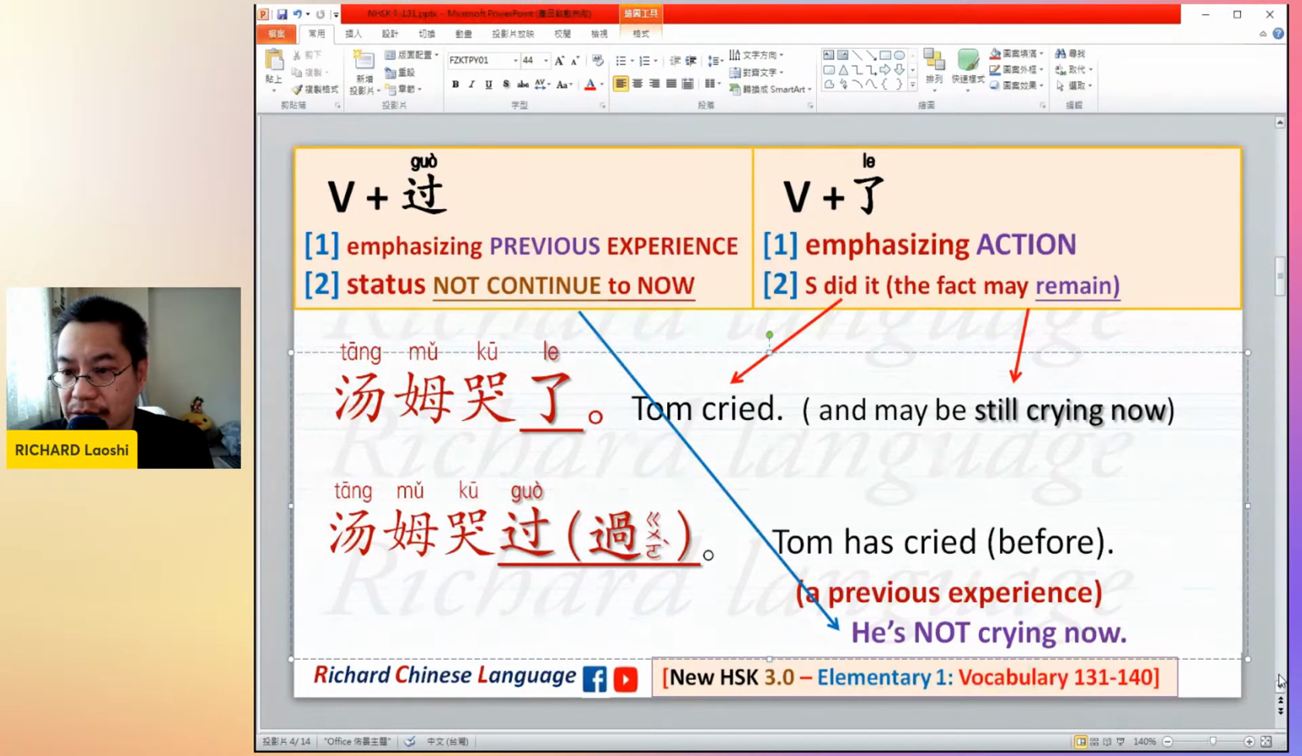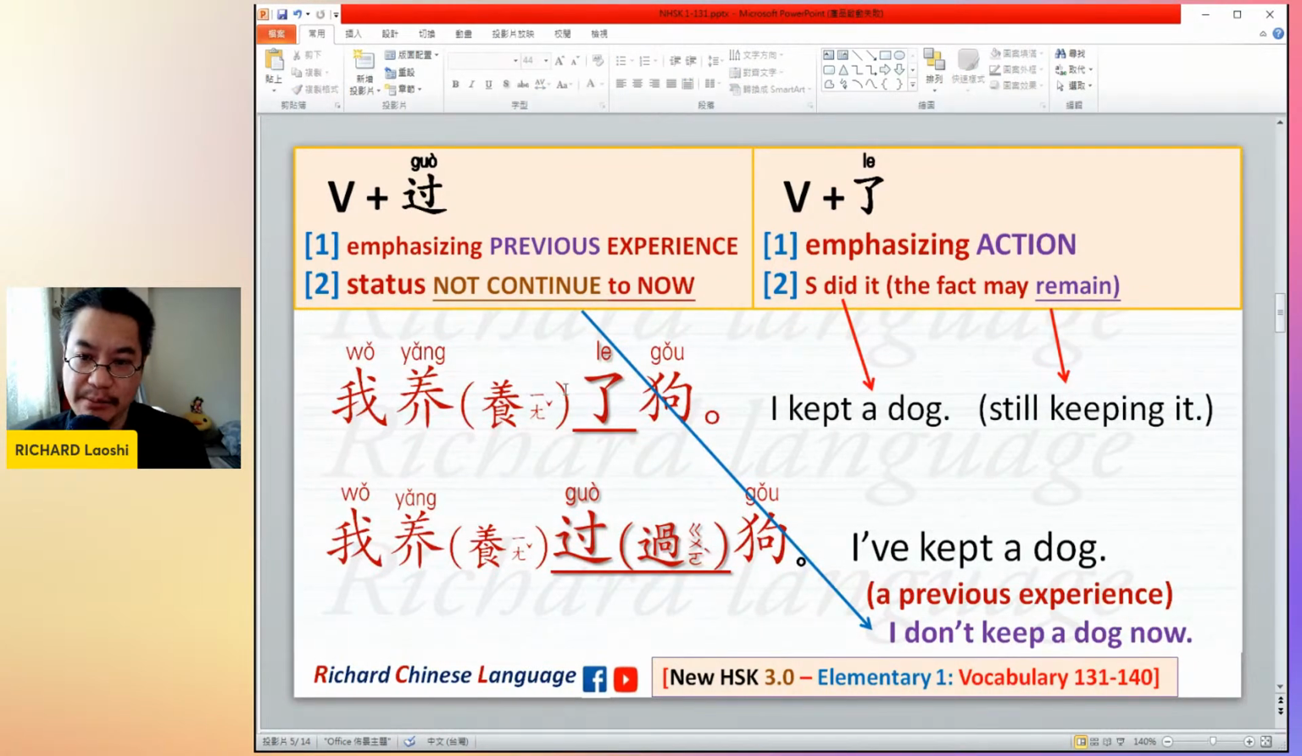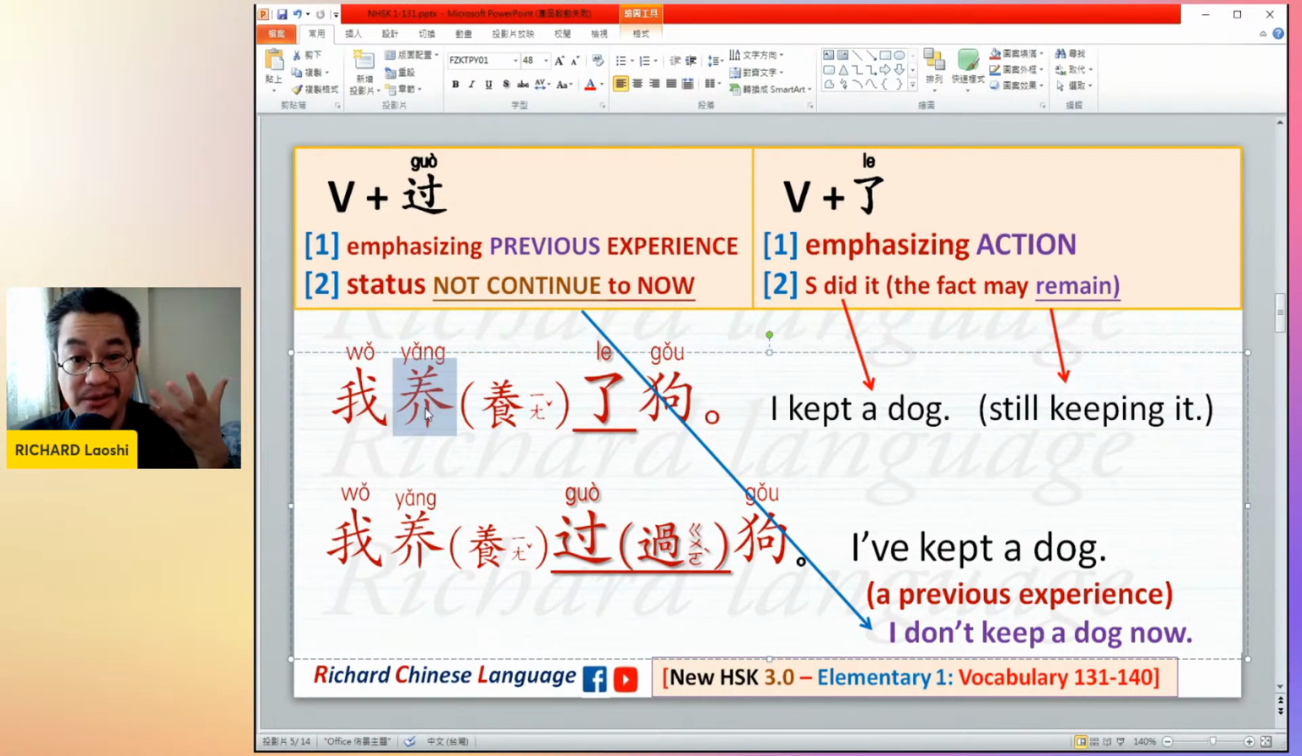Okay, so let's continue. Okay, one more example. 我养了狗。养 means to raise a pet, to keep a pet. 我养了狗。我养过狗。Okay, once again, this part is the only difference between the two sentences. So what's the difference? What's the different meaning here?